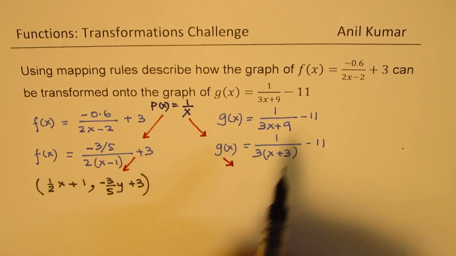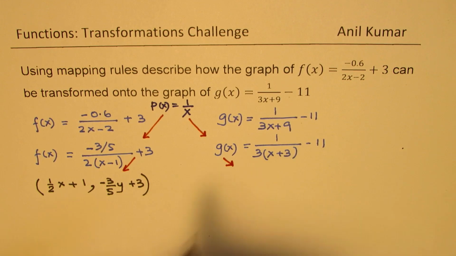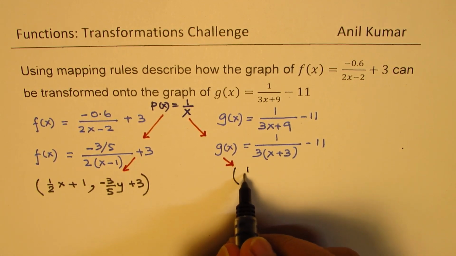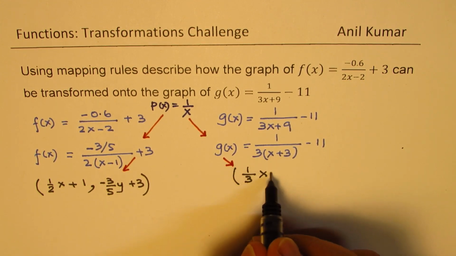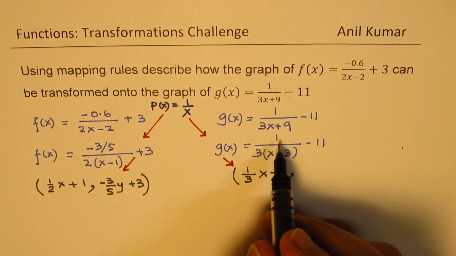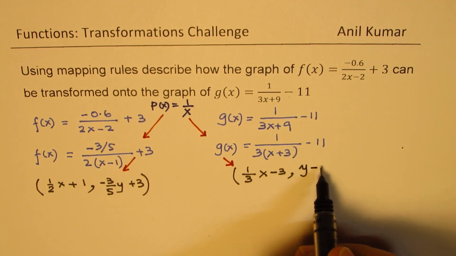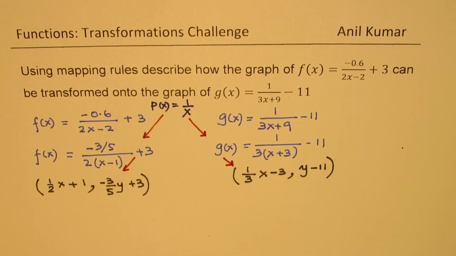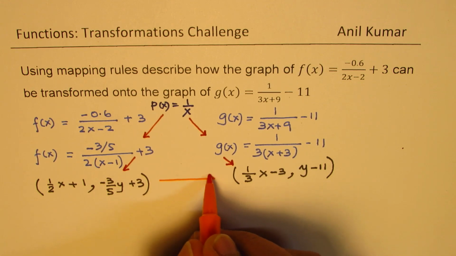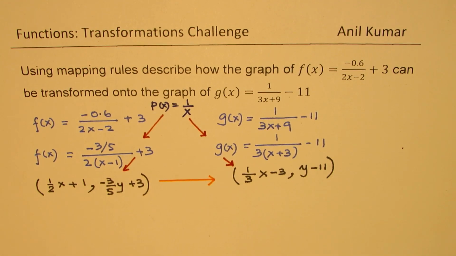Clear? On the other hand, with reference to the parent function, the transformation for g of x is the x values horizontally compressed by a factor of 3 and then moved 3 units left, that is minus 3. The y values, nothing happens vertically, just minus 11. So that is the transformation of g of x from the parent function 1 over x, right? So one step. The next step is to relate these two.